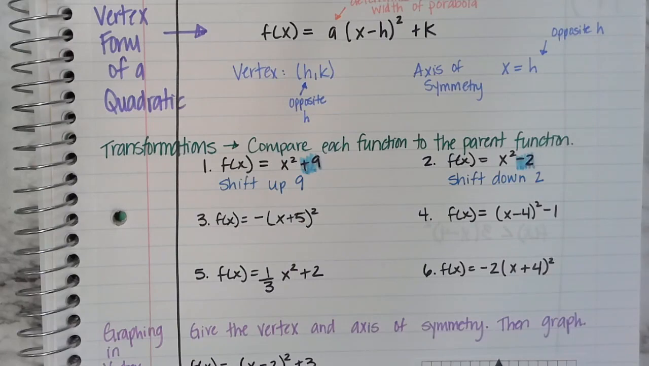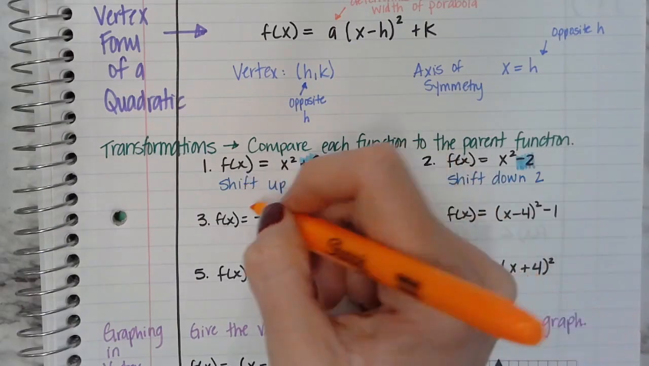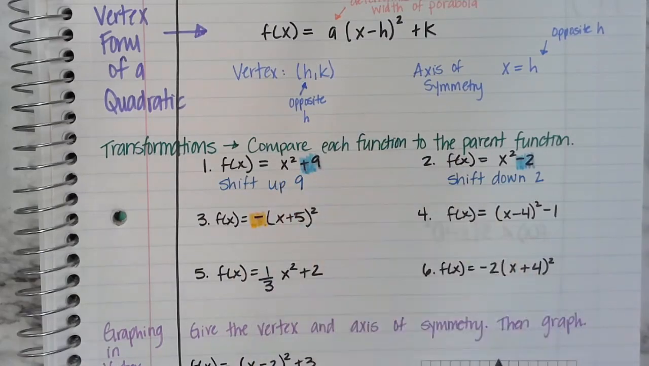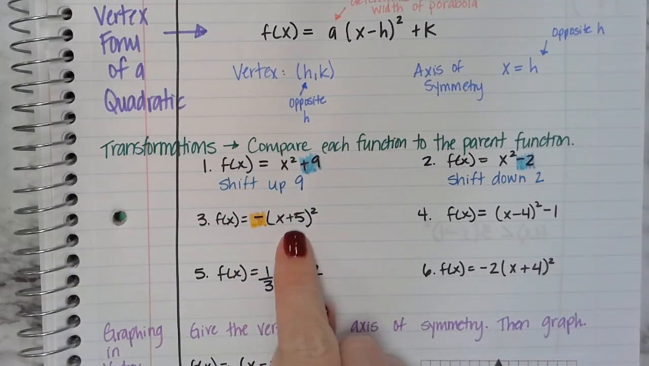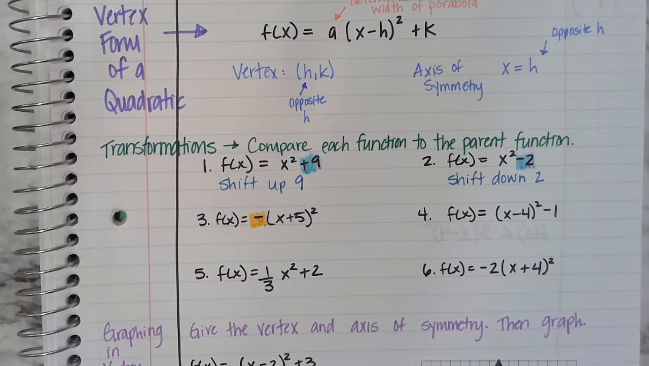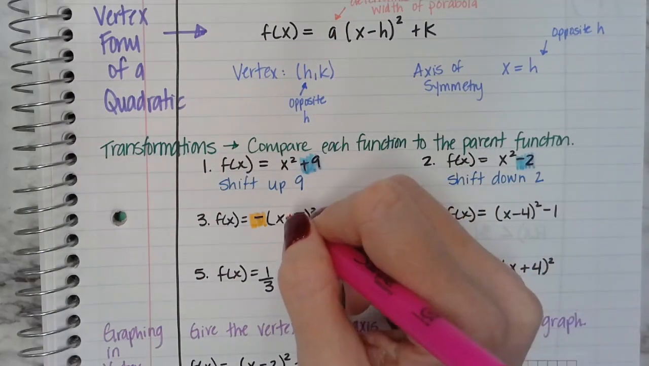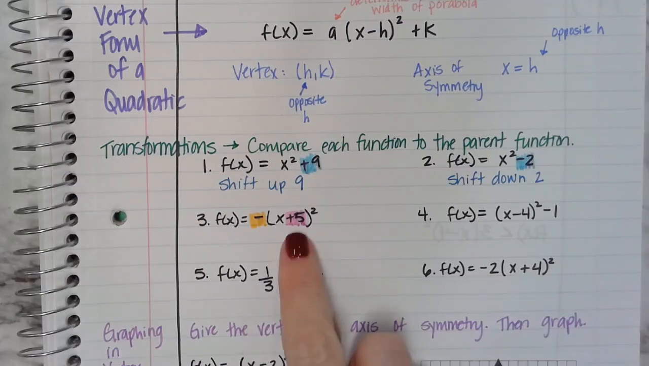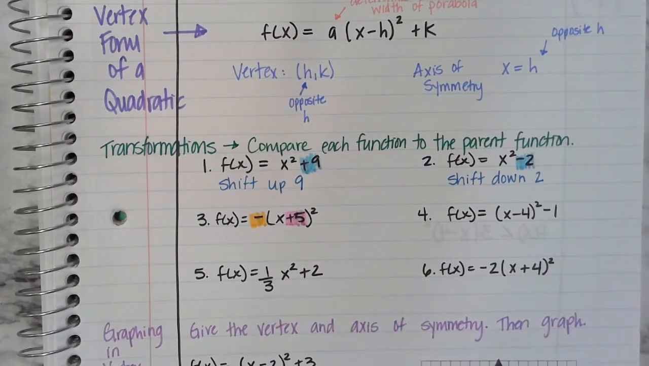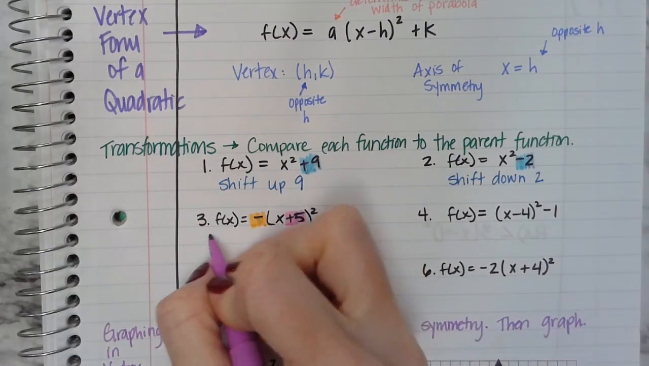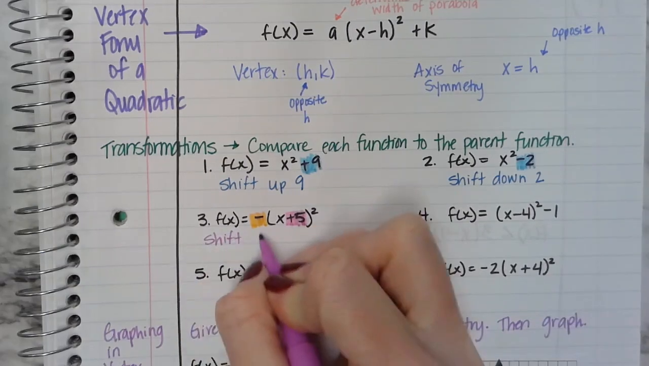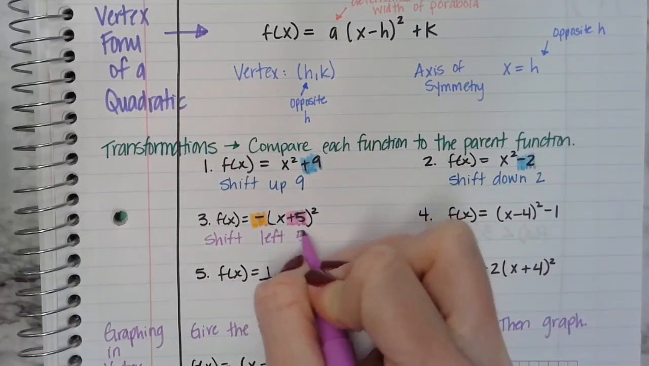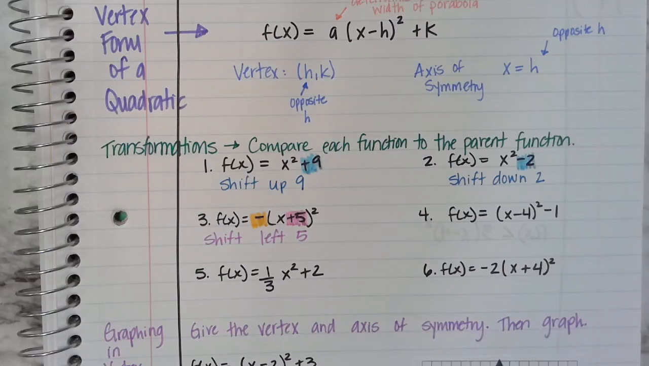Now comparing number 3 to the parent function. All right, here we have that negative out in front. So that negative is our reflection. And we do have a number inside of our parentheses here, so that's going to be our opposite h. So remember, our horizontal shift is a little counterintuitive. If we see a plus 5, it means it shifts left 5. So shift left 5, and then reflect across the x-axis.